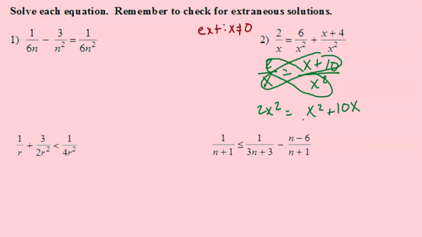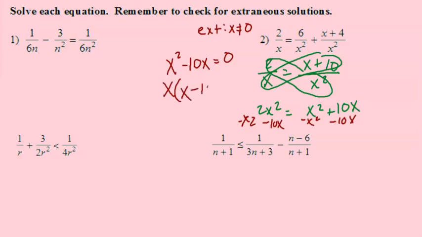Okay, let's bring everything to one side. So then we have 1x squared minus 10x equals 0. Let's factor this. They both have an x. And then what's left inside is x minus 10. So x equals 0 or x equals 10. Now, 0 is an excluded value. It's extraneous because if you put it in the original, you would get undefined.